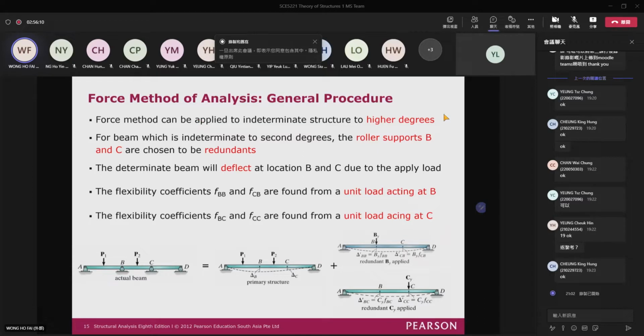The example we just used has only one support reaction, that means just one redundant. But here, we have an example with more than one redundant. You can see that at A, we have two support reactions, and at B, at C, at D, we have one support reaction respectively. So here you have 5 support reactions, but just 3 equilibrium equations. That means it is an indeterminate structure with indeterminacy of the second degree.